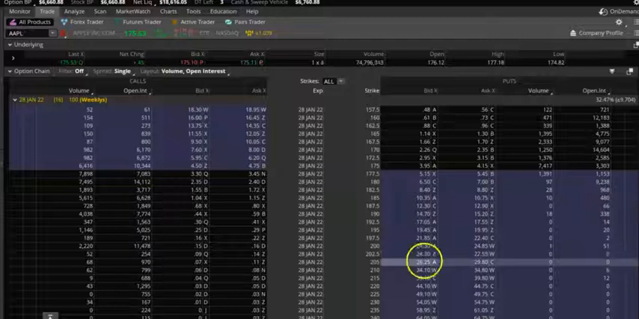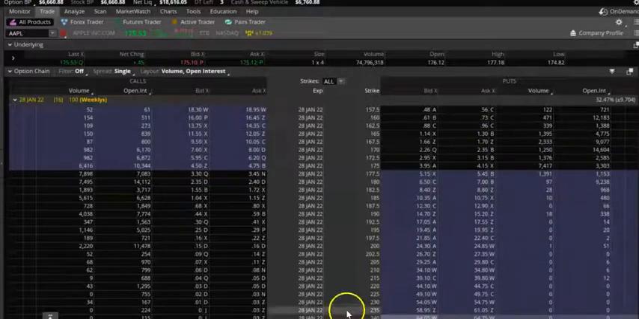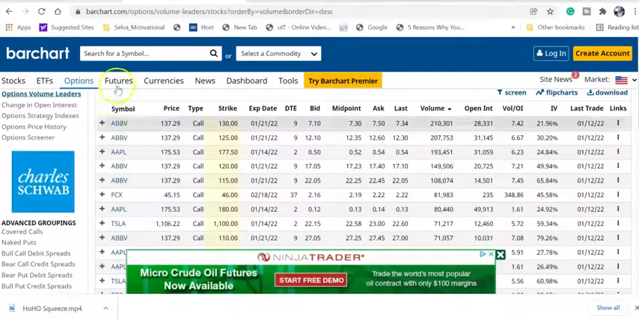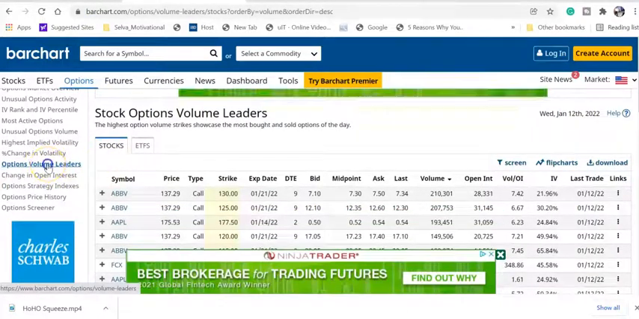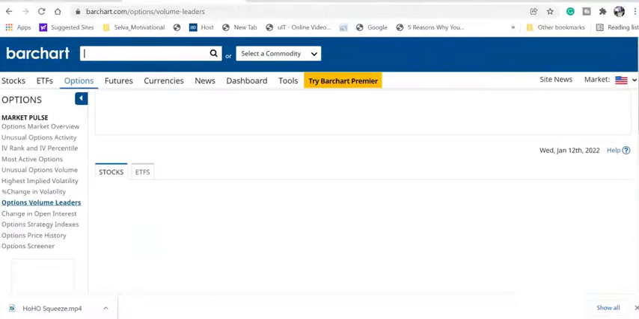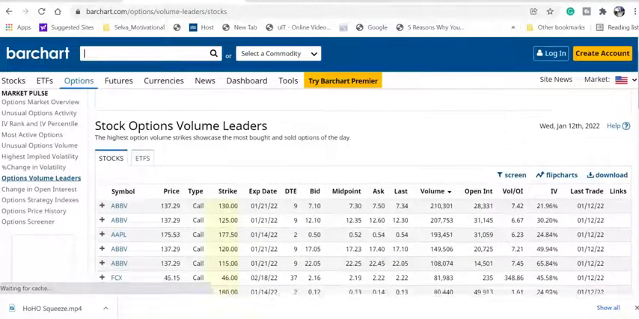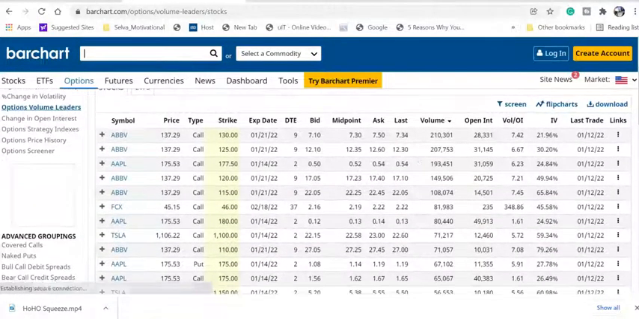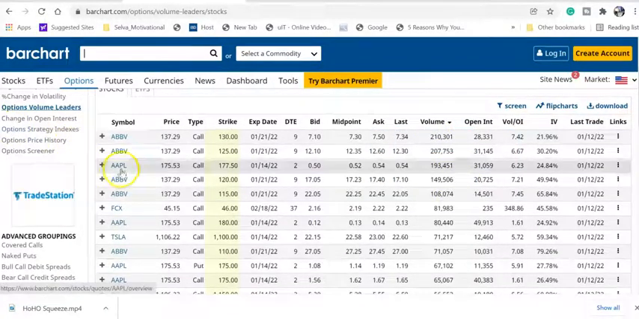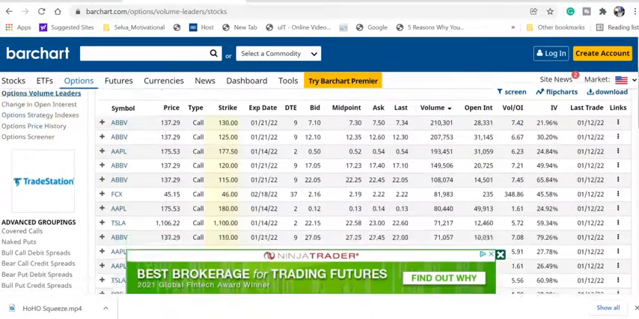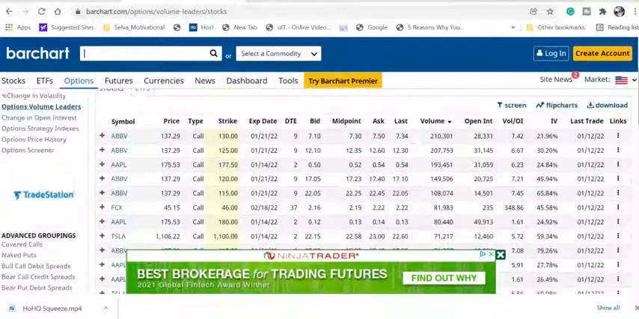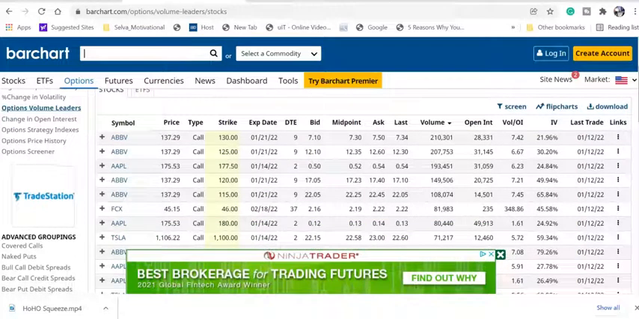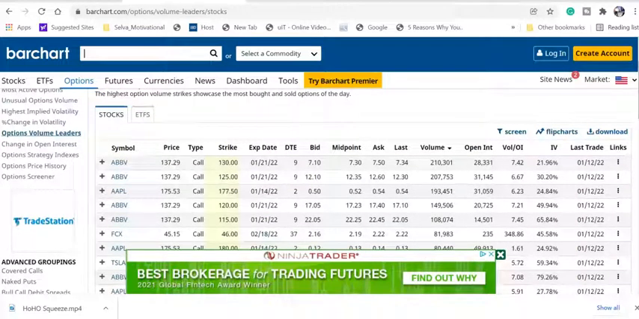One of the websites you can look at for high volume stocks is barchart.com. Here you can see all kinds of information, like options volume leaders. Look here, you can see which stocks have good options volume. You can see ABBV, AAPL, and others. So you only want to trade in those stocks which have good volume. Most of the Dow 30 and a lot of the big tech stocks will have good volume, but you want to make sure you check it.